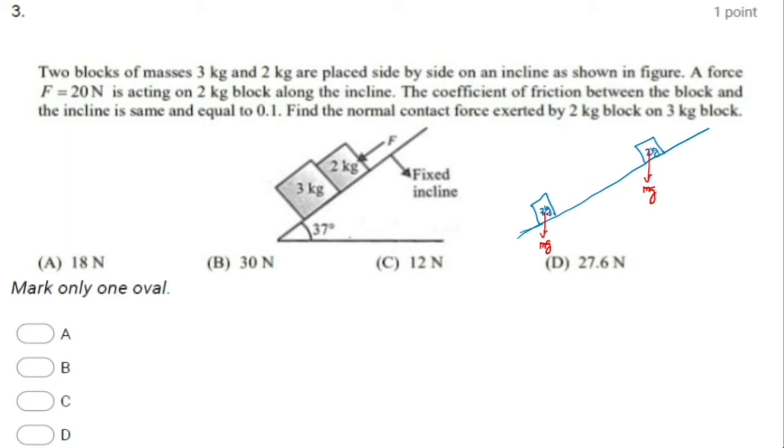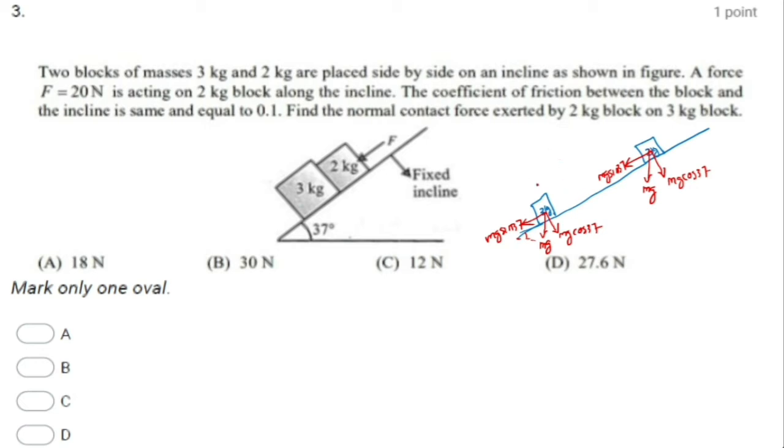Now once again this mg can be resolved into two components. Here also it can be resolved into two components. The angle given there is 37. So here it becomes mg cos 37, here also mg cos 37, and here it becomes mg sin 37, and here also mg sin 37. But here the masses are different. M here is 3 kilogram, here m is 2 kilogram. Don't be confused in that one.